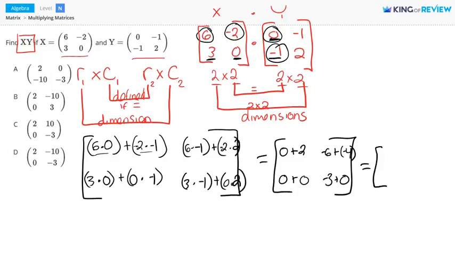And when we simplify this, it becomes 0 plus 2 is 2, 0 plus 0 is 0, negative 6 plus a negative 4 is negative 10, and negative 3 plus 0 is negative 3. So this is our final answer here, and that's letter D.